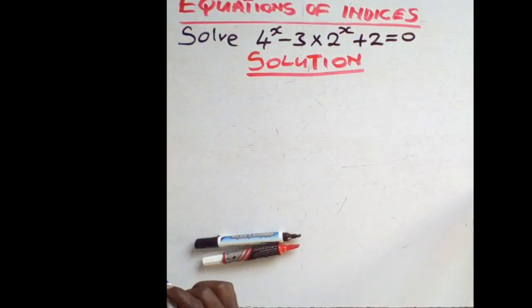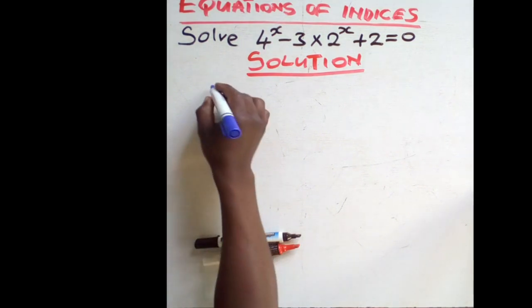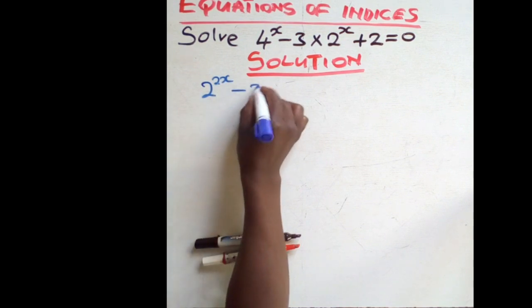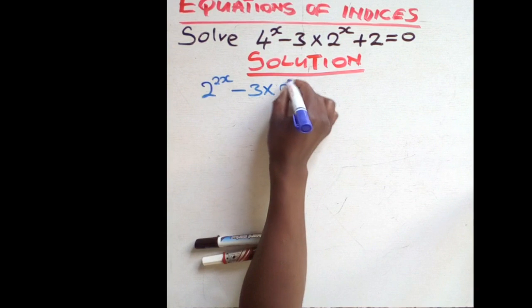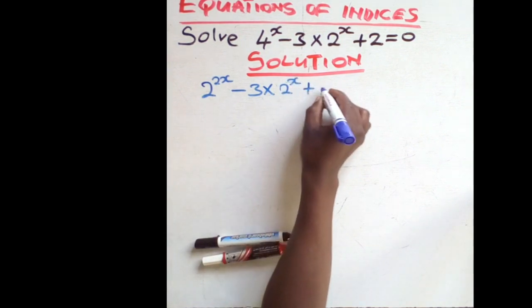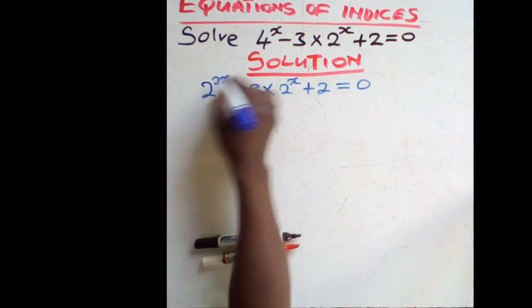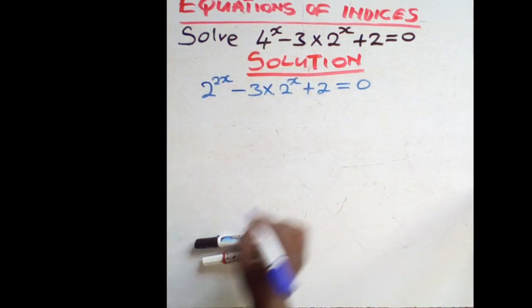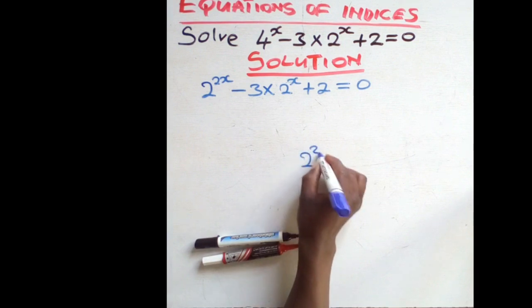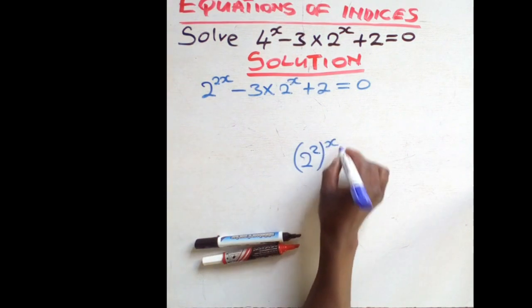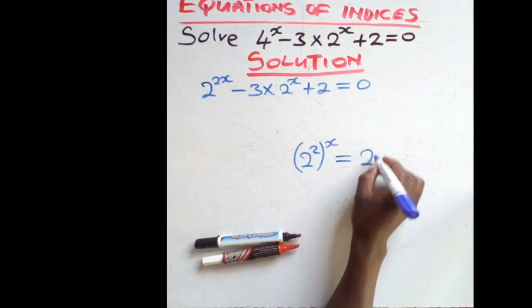Consider writing this 4 in index form. When we do that, we are going to have 2 to the power 2x minus 3 times 2 to the power x plus 2 equals 0. At this point, we have just written that 4 in index form, meaning we have a 2 to the power 2, which stands for 4 to the power x there. So it will come out as 2 to the power 2x.